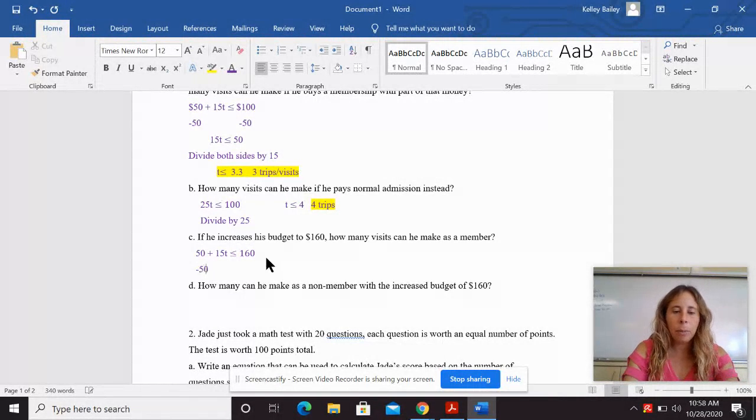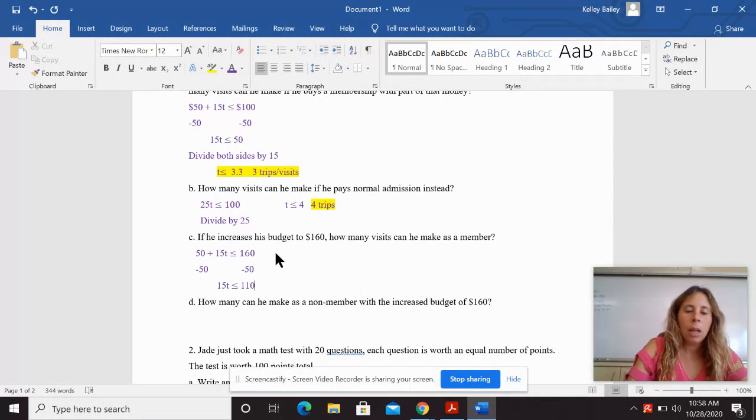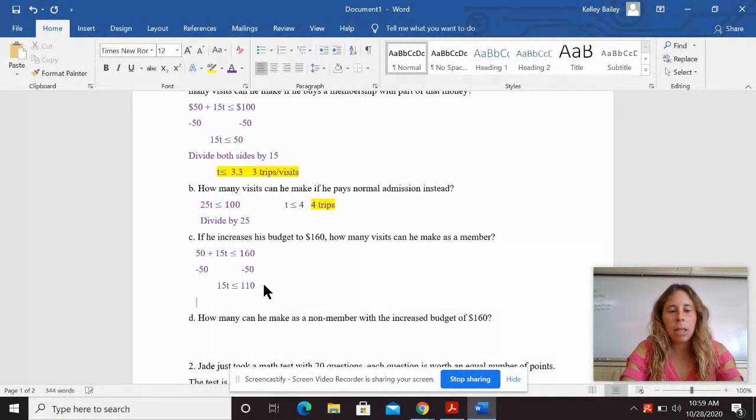So everything's the same except we switched out 100 for 160. Same idea, we're going to solve for t. I'm going to subtract 50 from both sides. So 50 minus 50 is 0, and all that's left over here is just 15t, less than or equal to 160 minus 50. Last step. You're going to subtract 15. No, you're not. Don't do that. If you're multiplying, the way to split them apart is to divide. So I'm going to divide both sides by 15.